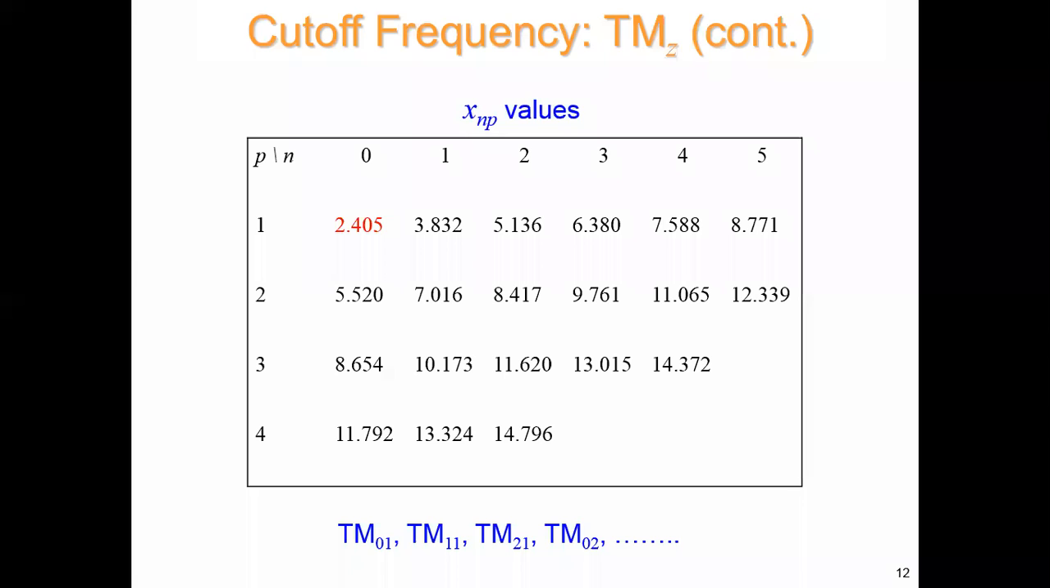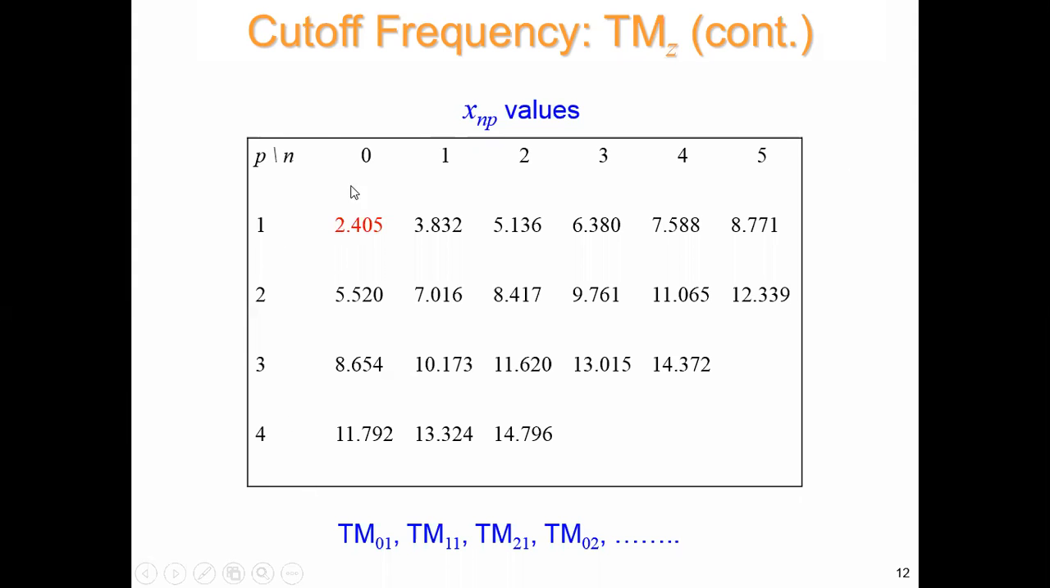In the cutoff frequency of the TMz mode, how can I find my x np value? That is important. How am I getting it here, that is important. See here, at the bottom, if you observe, these are the x np values, where p and n are 0, 1, 2, 3, 4. You know very well, in the sinusoidal I have shown you in the previous slide, starting from 0, even though we are not considering it, that will be the 0 point, then 1, 2, 3 likewise.